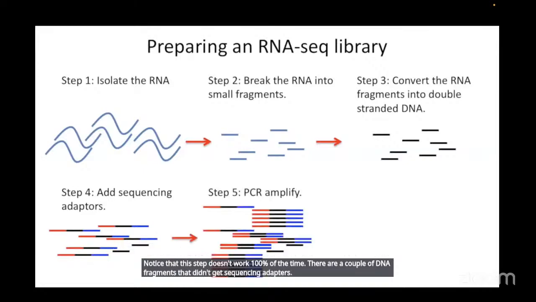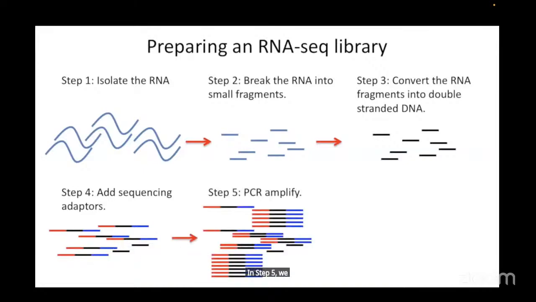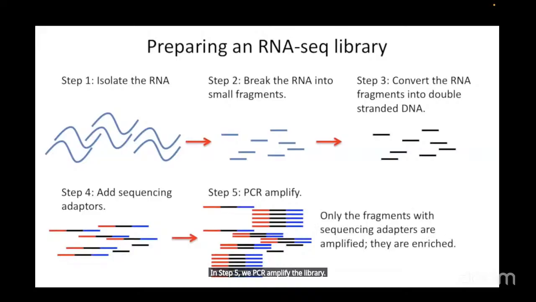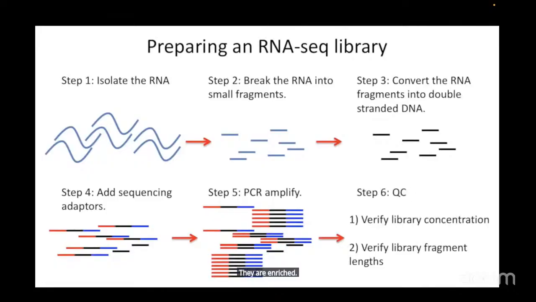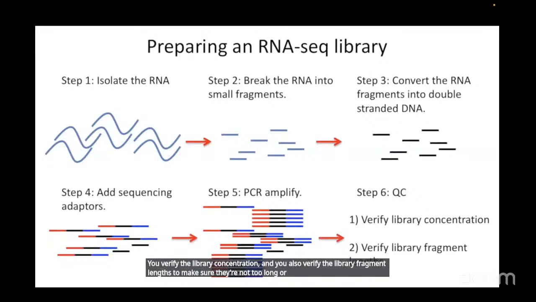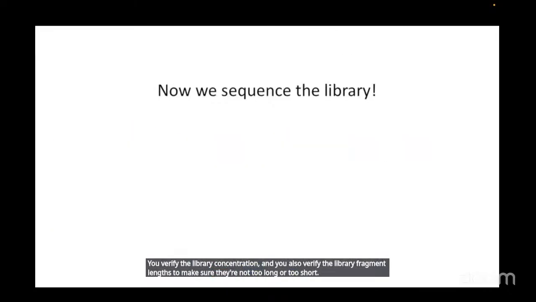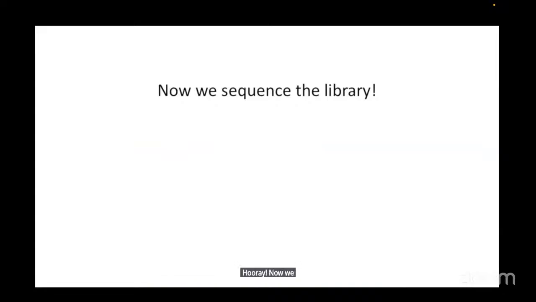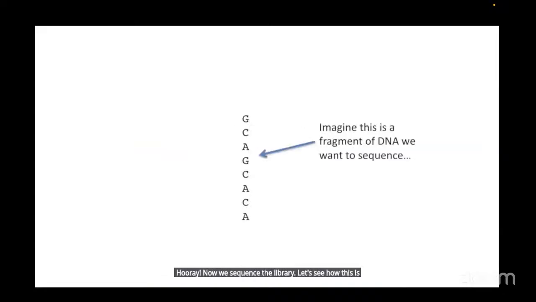In step 5, we PCR amplify the library. Only the fragments with sequencing adapters are amplified. They are enriched. Step 6 is quality control. You verify the library concentration, and you also verify the library fragment lengths to make sure they're not too long or too short. Hooray! Now we sequence the library. Let's see how this is done.